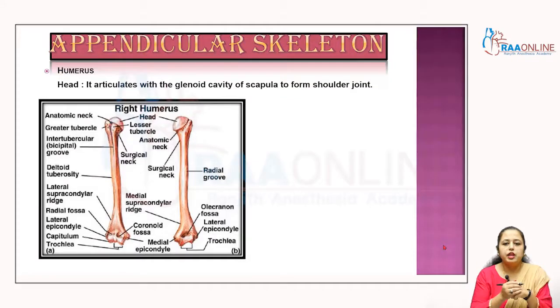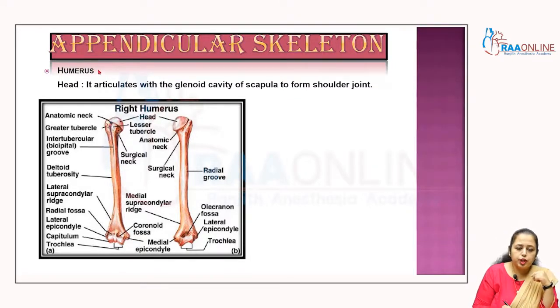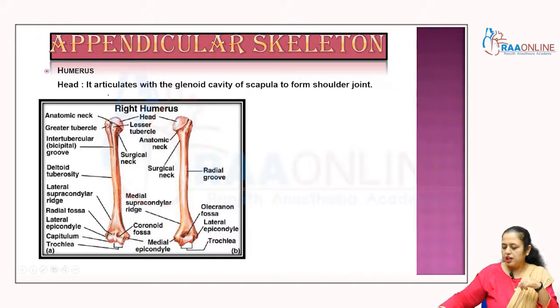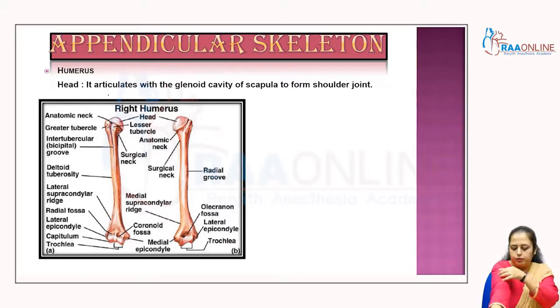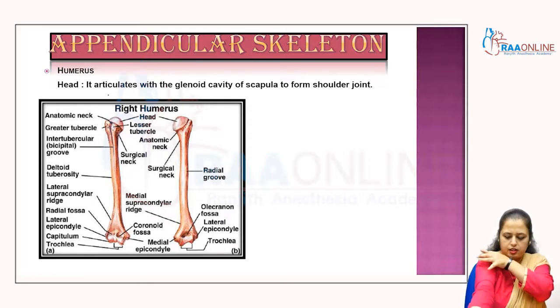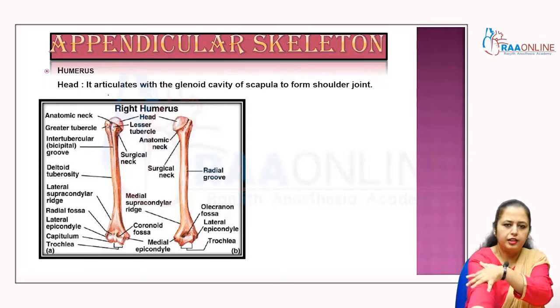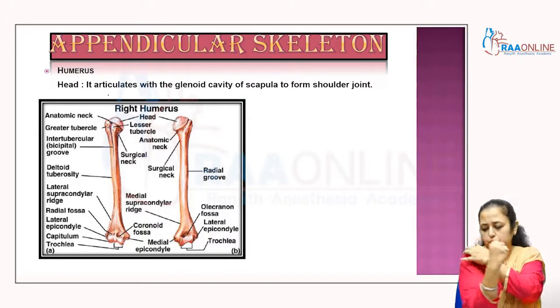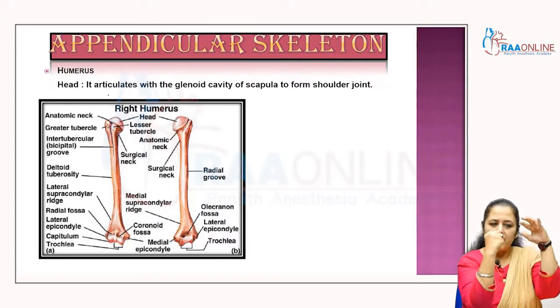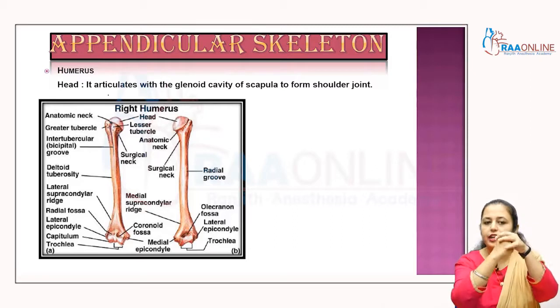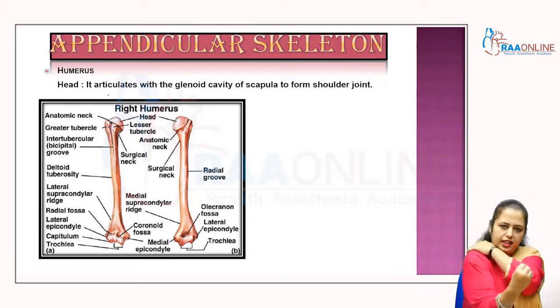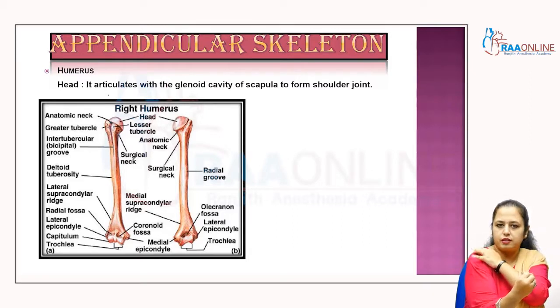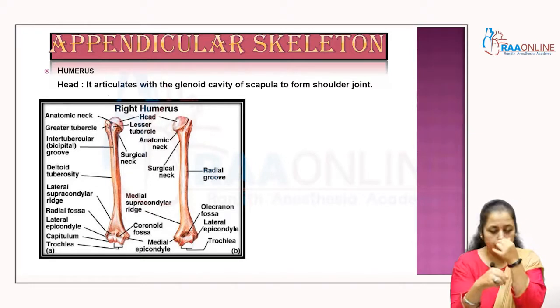Now come to the appendicular skeleton, right? When we talk about the humerus, that is the bone of the forelimb, right? Our humerus starts from here and goes up to there, clear? Actually, the head of the humerus is fixed with the glenoid cavity. That glenoid cavity is present in the shoulder region, right? That shoulder bone forms the glenoid cavity.